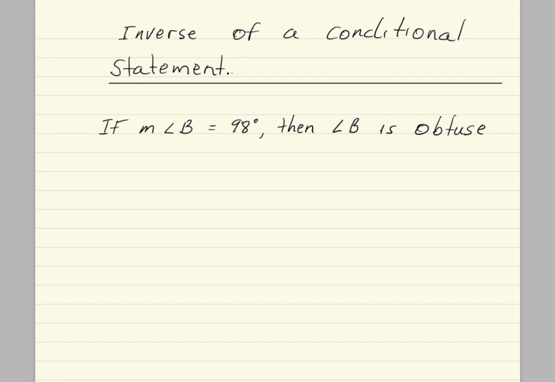I'll give you an example. I'm going to write this here. I'm going to write the inverse. So if measure of angle B is not 98 degrees, then angle B is not obtuse.